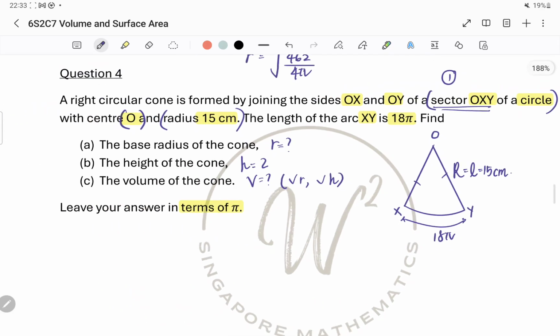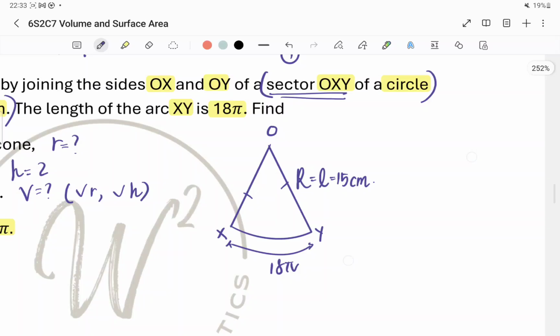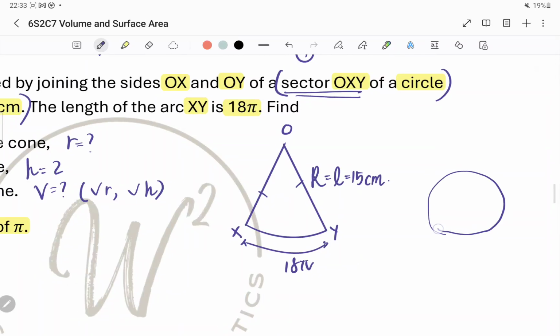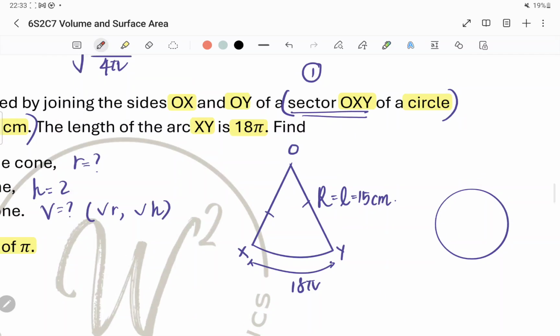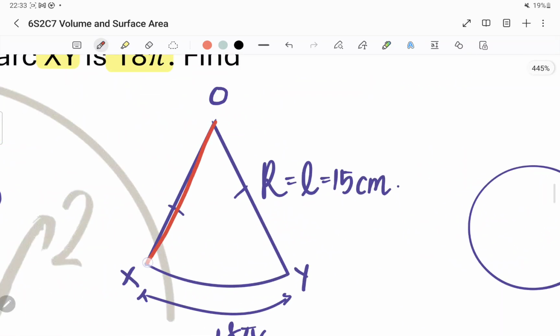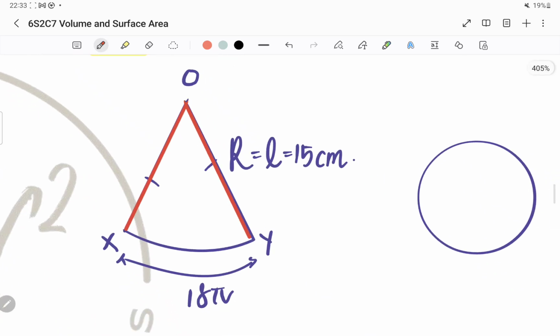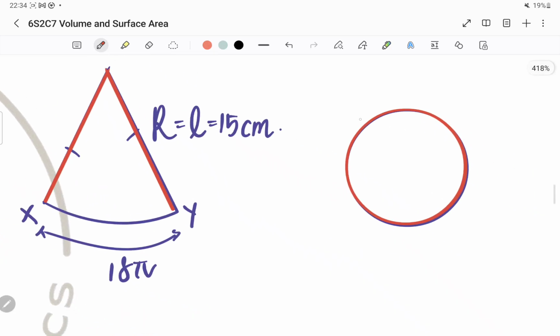Now the first thing the question asks me is, what is the radius of the cone? Now you need to think back, when you have the cone, you should have a circle, right? If you were to join the OX and OY together, what do you realize? You realize that when you join them, you roll them together, you will form the circle. You can take out a paper and try. When you curve OX and OY together to form a cone, you should form a big circle over here.